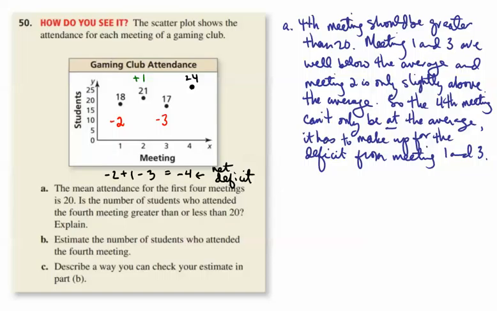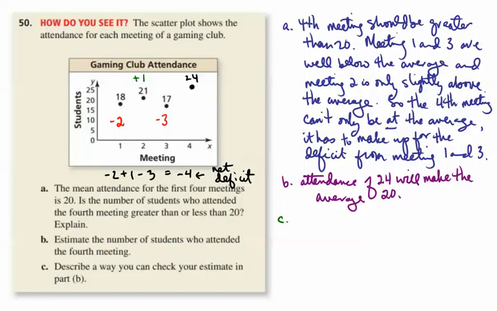And so let's say for Part B that an attendance of 24 will make the average 20 by making up the net deficit from the previous 3 meetings. So let's see how we could do this algebraically now. We know that an average is adding up the values. We have 18 plus 21 plus 17 and an unknown quantity of x, dividing that by not 3 but by 4 should give us an average of 20.